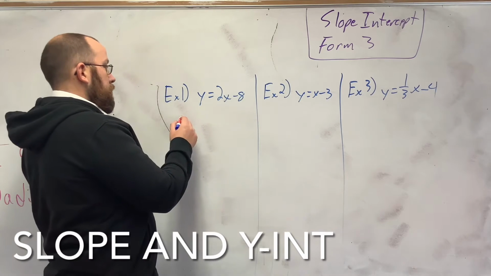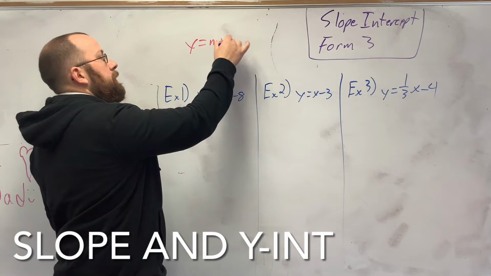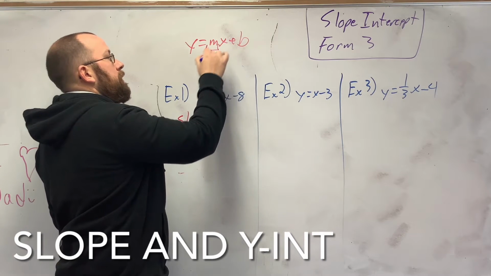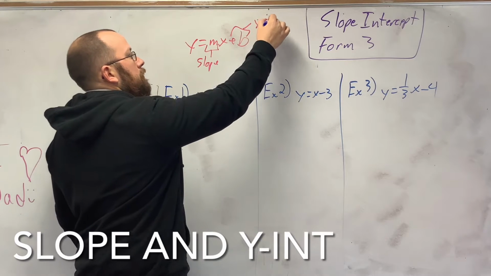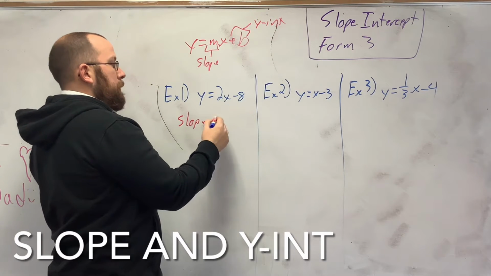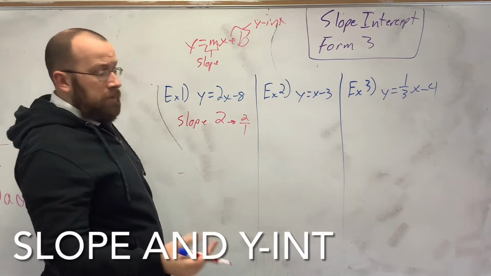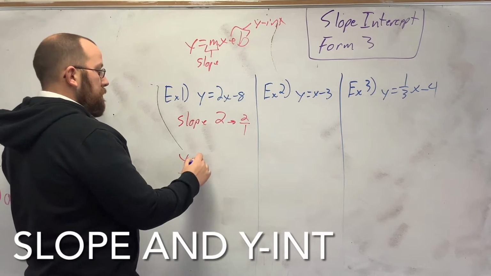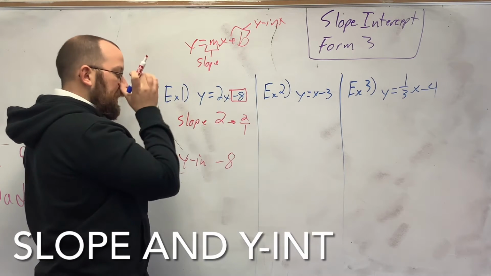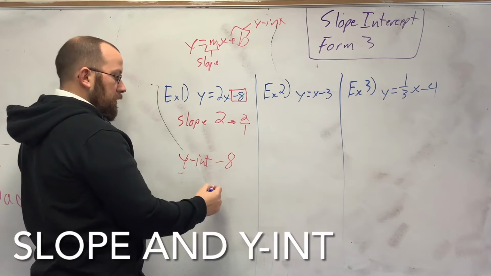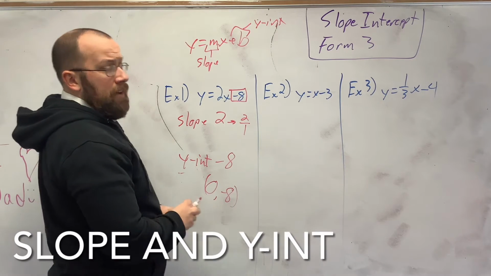So the slope here, because we have y equals mx plus b, where m is the slope and b is the y-intercept. So here the slope is 2, which is also 2 over 1 for graphing purposes. Your y-intercept is -8, because you take the sign in front of it with it. That can also be written as 0, -8 as a point, again, for graphing means.